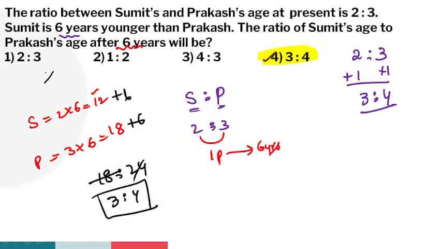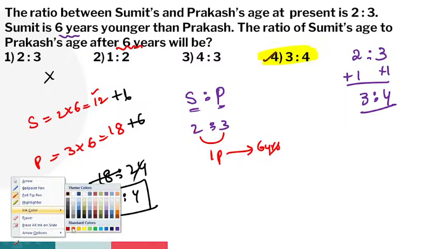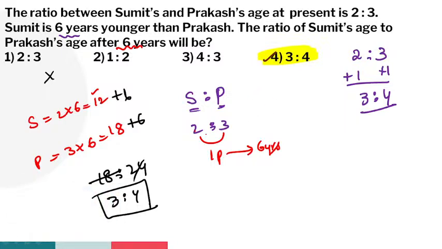Right. So don't do this process, guys. I think it's a waste of time here. Why are you adding plus one, plus one? Simply observe. Here, one part is equal to how many years? 6 years. And 6 years is equal to how many parts? One part. Okay. One part is equal to 6 years, and 6 years is equal to one part.